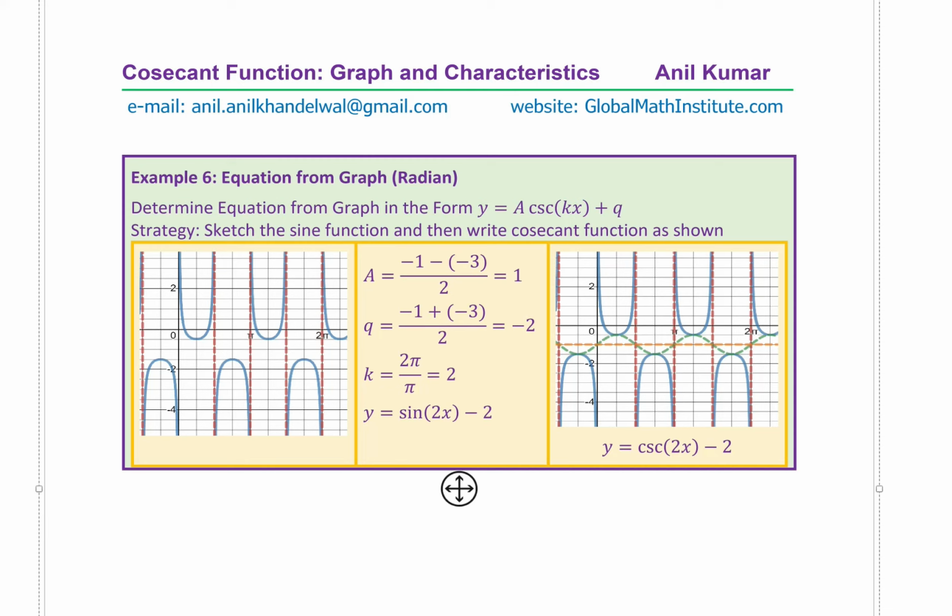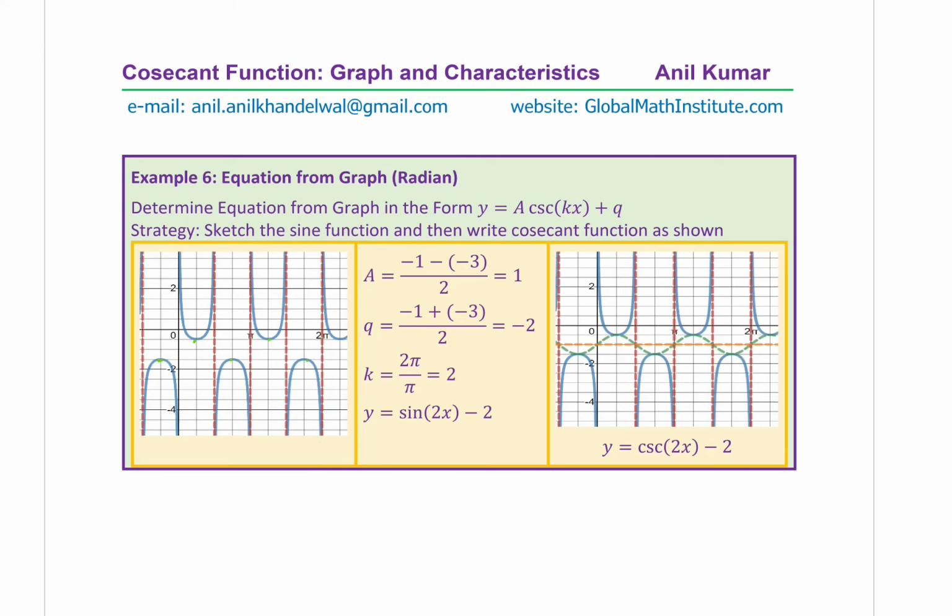Once you sketch the sine function, read the maximum and minimum values and write them down. You could have read the maximum and minimum from here. So you have minus 1 and minus 3. These are all negative values. Then divide by 2, you get 1. For the average value, q is minus 1 plus minus 3 divided by 2, which gives you minus 2.